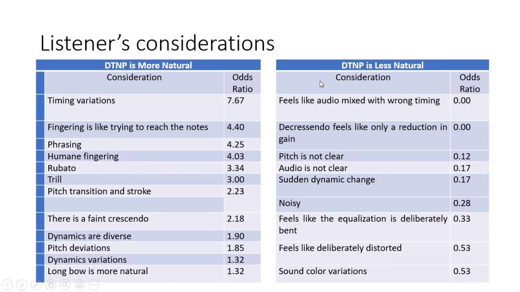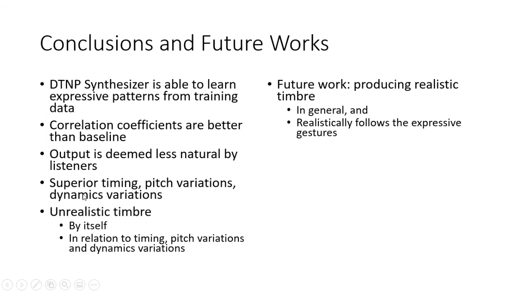So all these considerations, our system is poor in timbre in general. The timbre is not clear, and the timbre does not follow the expressive gestures. So these are our conclusions and future works: our system is able to learn expressive patterns except the timbre. So the timbre is not realistic. By itself, in general, the timbre is not clear, and in relation to other expressive gestures, they are not good.